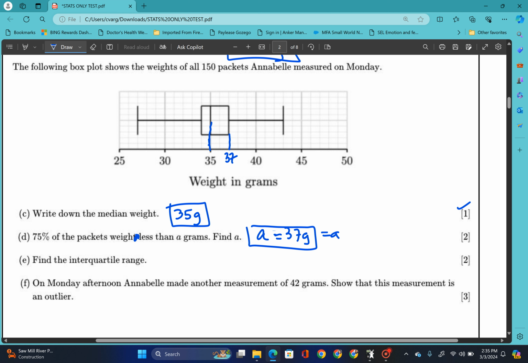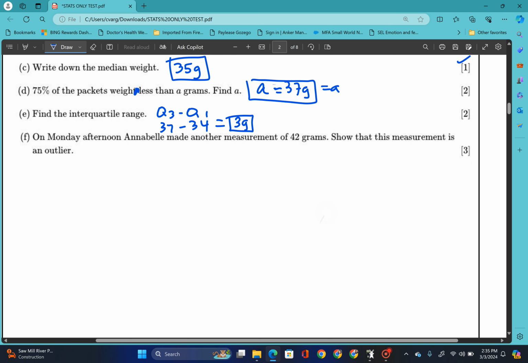Now it says find the interquartile range. So we're going to do Q3 minus Q1, right? We just found Q3 is 37. So we're going to do 37 minus, what is our Q1? That looks like it's 34, right? Because Q1 is right here. So this is 1 below 35, which is 34. And that means that our interquartile range is 3 grams. All right. Cooking with the gas.